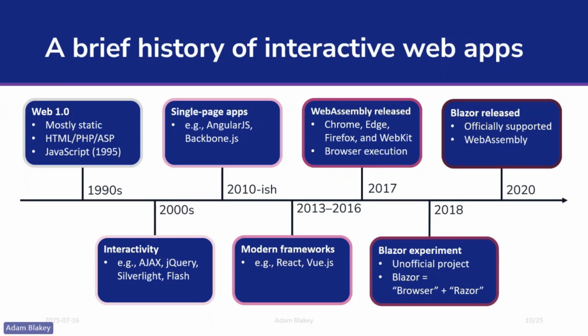In 2018, Microsoft adopted Blazor as an experimental project. The word Blazor actually comes from a combination of browser and Razor. Razor is a combination of C# and HTML code to allow you to generate dynamic web pages. And then Blazor combines the interactivity with the browser and maintains that link between the server and the browser. Two years later in 2020, Blazor was officially supported by Microsoft and supports WebAssembly, which I'll talk about shortly.